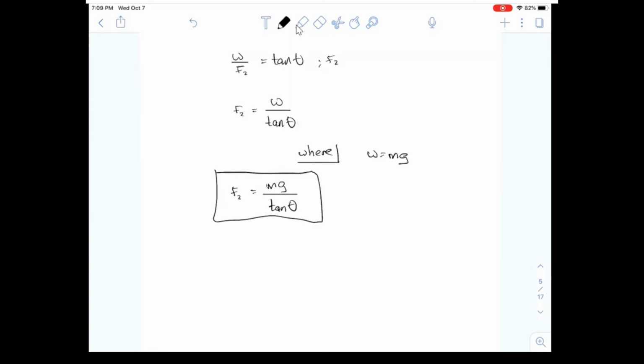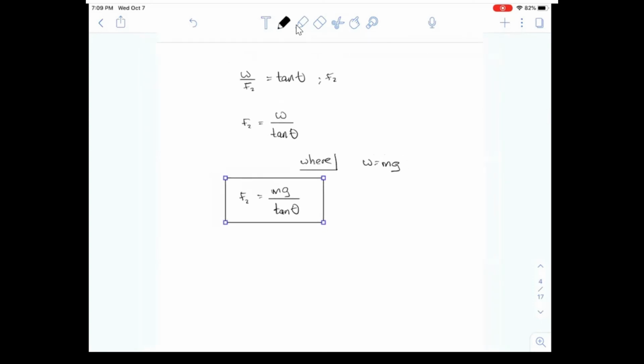Okay, I get a little bit of an OCD. If I don't get a perfect square or rectangle, I'm not happy. Okay, so that's it. So let's stop at this point.